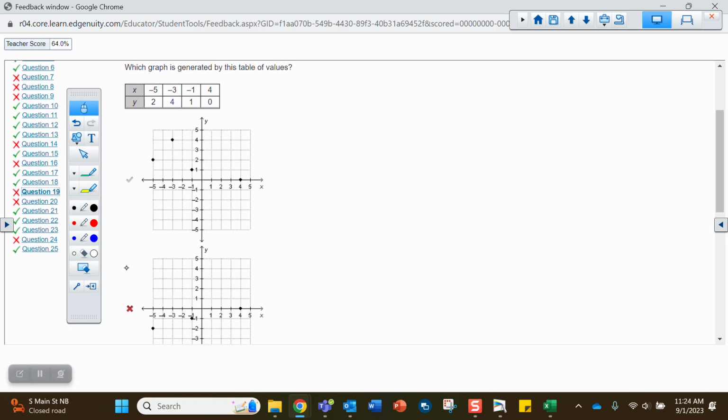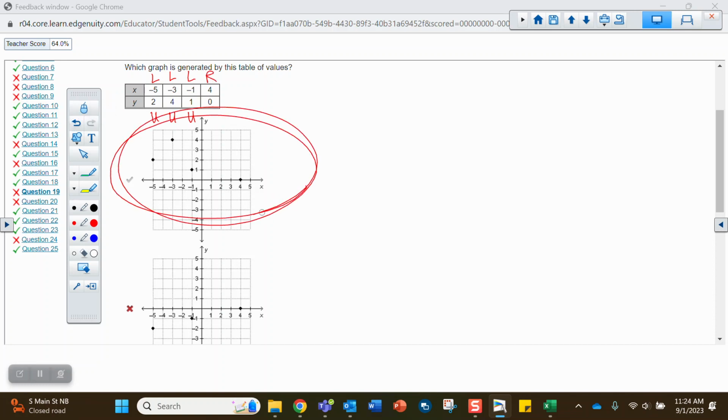Okay, so remember that y values that are positive go up. So we should be going left 5 and up 2, left 3 and up 4, left 1 and up 1, and then just, right. Sorry, I wrote 4. Right 4 because it's positive, so that's this one here.